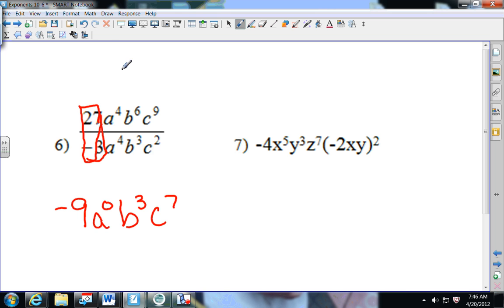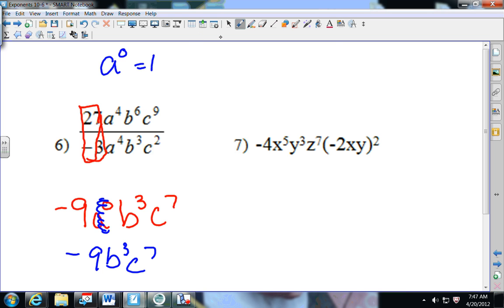Now, I said anything to the 0 power is 1. So this is all just going to disappear because the a's would all cancel out. So your answer would be negative 9, b to the 3rd, c to the 7th.